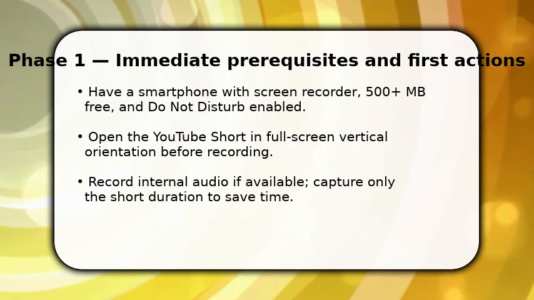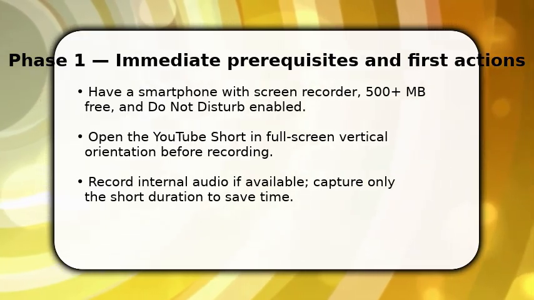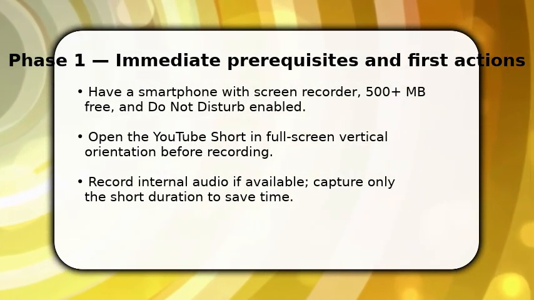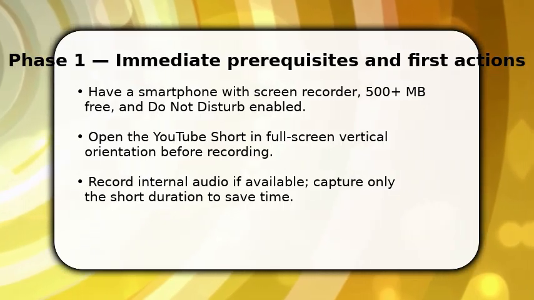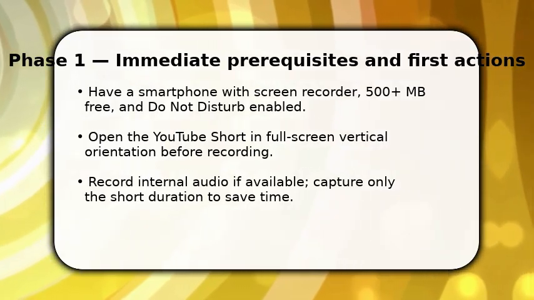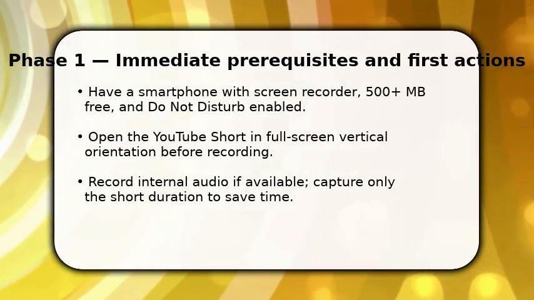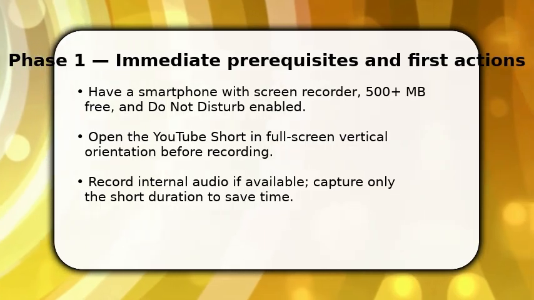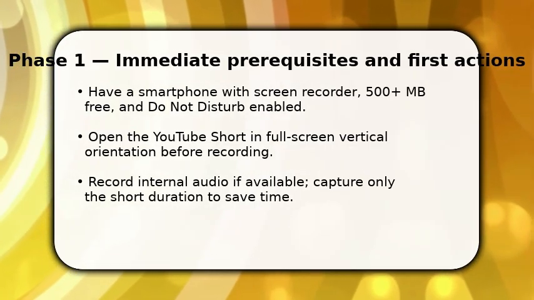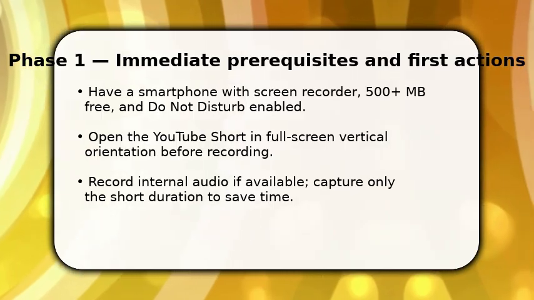You have the essentials: a phone, a working screen recorder, and free storage, so start now. Open the short full screen and enable Do Not Disturb. This prevents interruptions. Begin the recorder, play the short, and capture the internal audio if your device supports it. Once done, stop recording immediately after the clip finishes so you don't add extra footage.